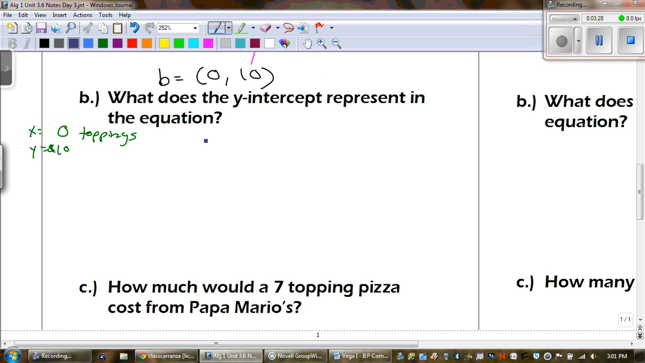Okay, so if I'm going to turn that into a sentence, I would say the cost of what are we talking about? We're not talking about toppings or money. Let's talk about pizza. Okay, so the cost of a pizza with 0 or no toppings is $10.